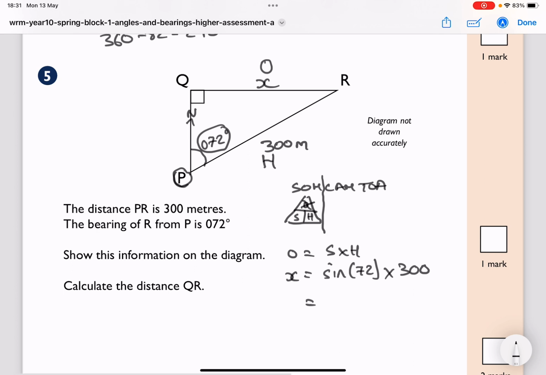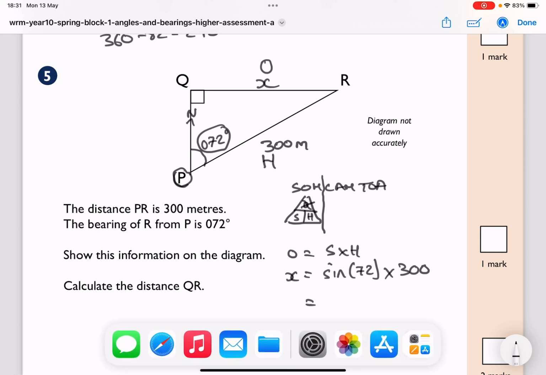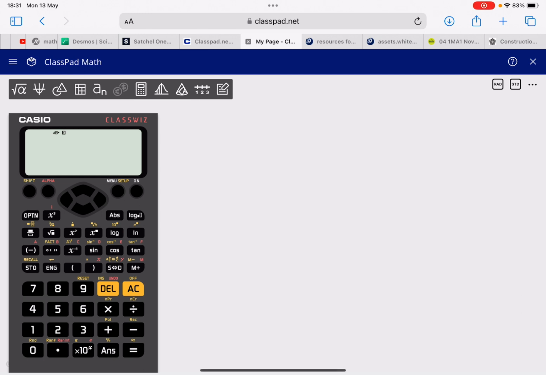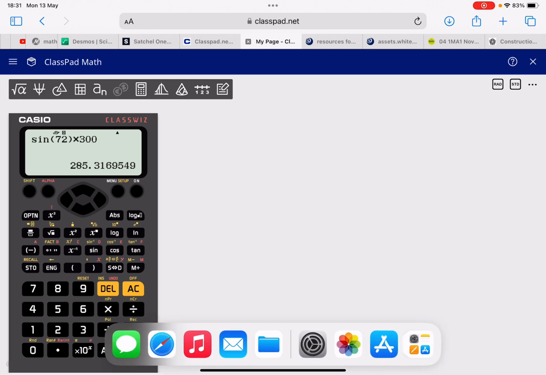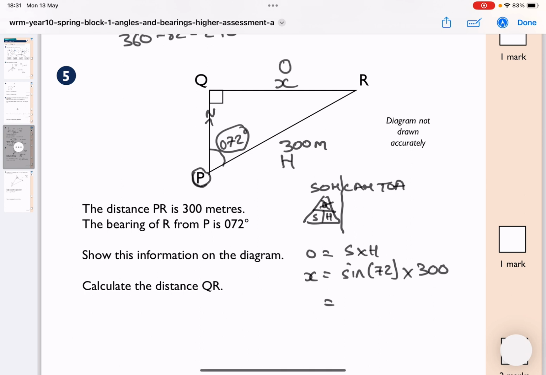So all I need is a calculator now, and I think I've got my calculator set up. So I've got sine 72, close brackets, remember that, times by 300 equals, I've got 285.3. 285.3 meters. It doesn't ask for anything else. That's great.